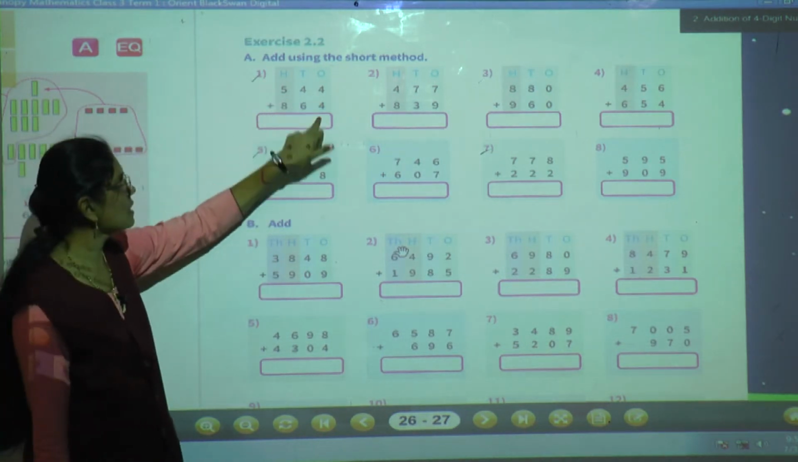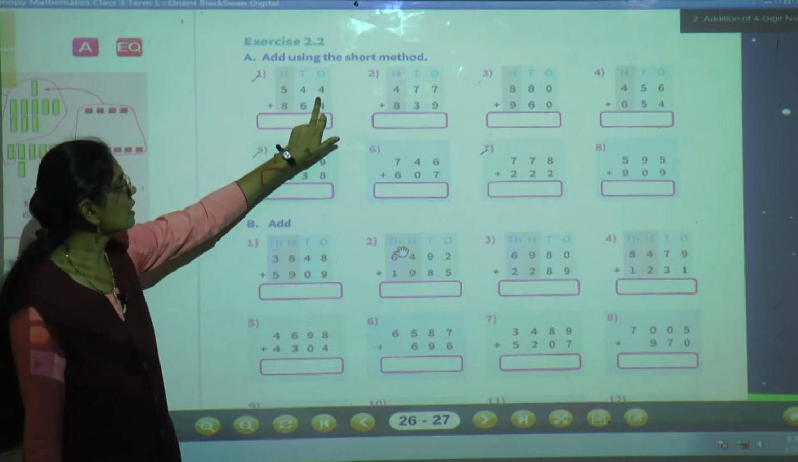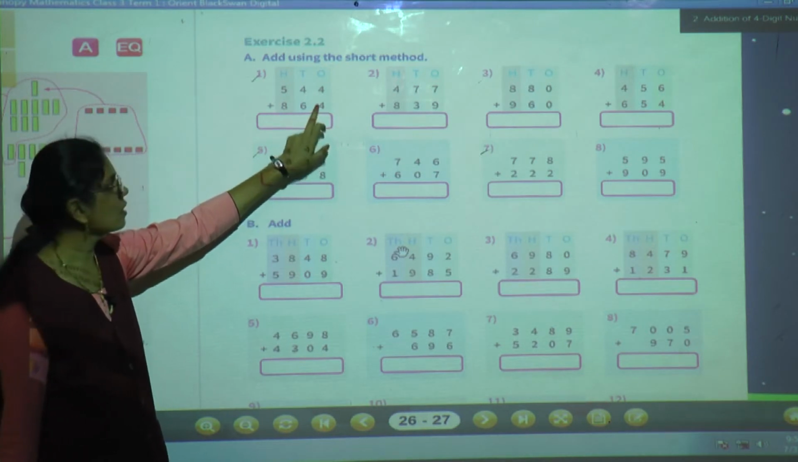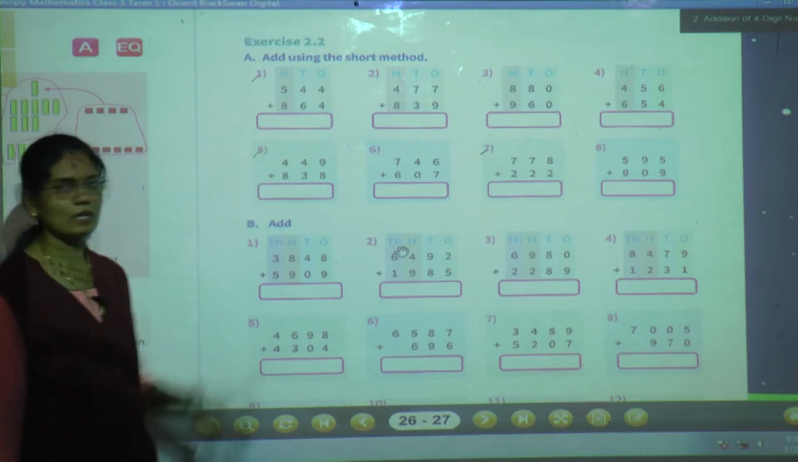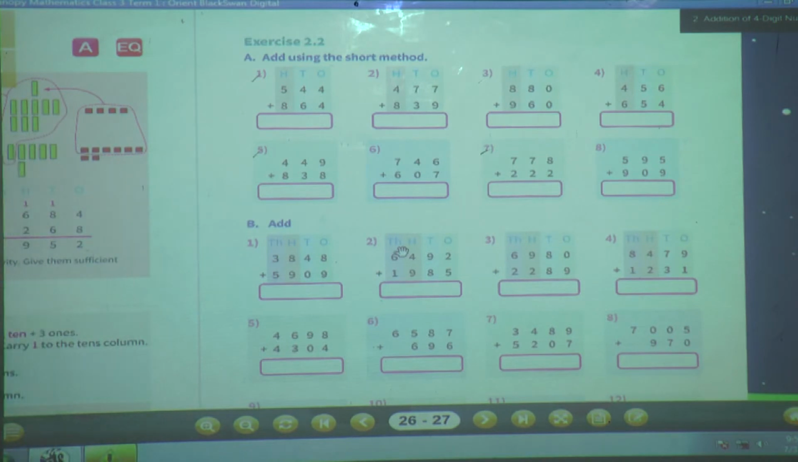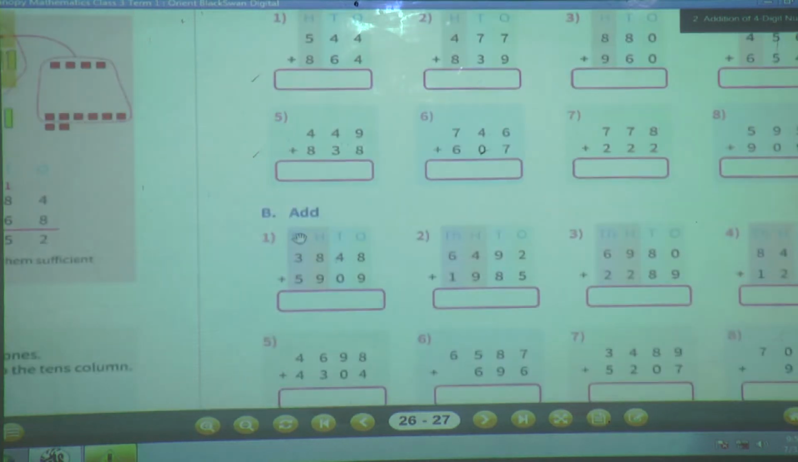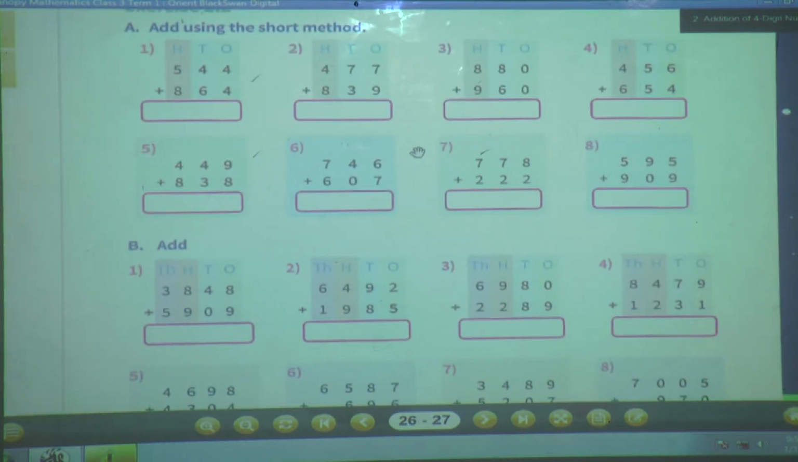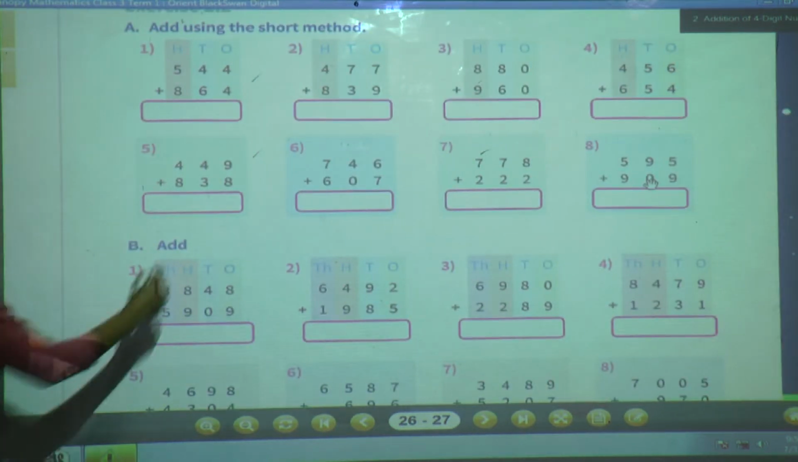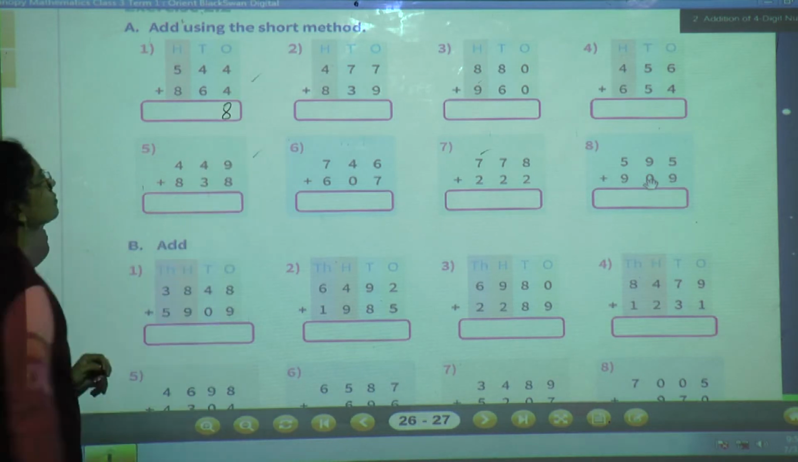Now see the ones place number. At ones place here 4 is there and here also 4 is there. So 4 ones plus 4 ones. Yes, 4 plus 4. Do the addition. 4 plus 4. Yes, after 4 count 4 more fingers. 4 plus 4, 8. Correct.